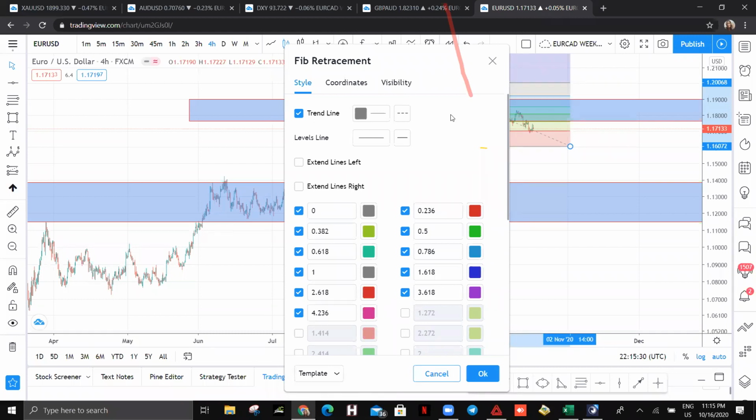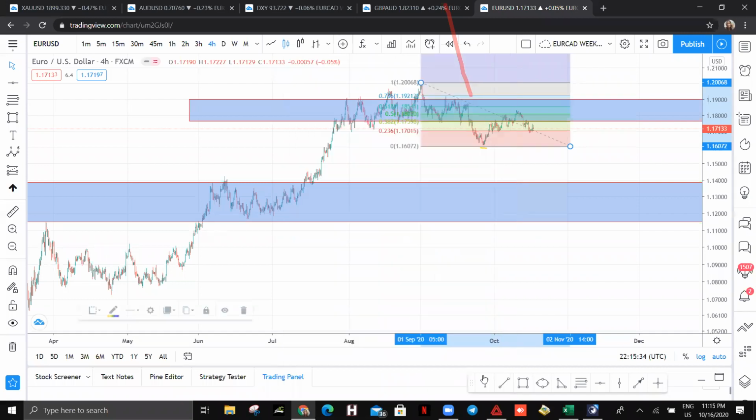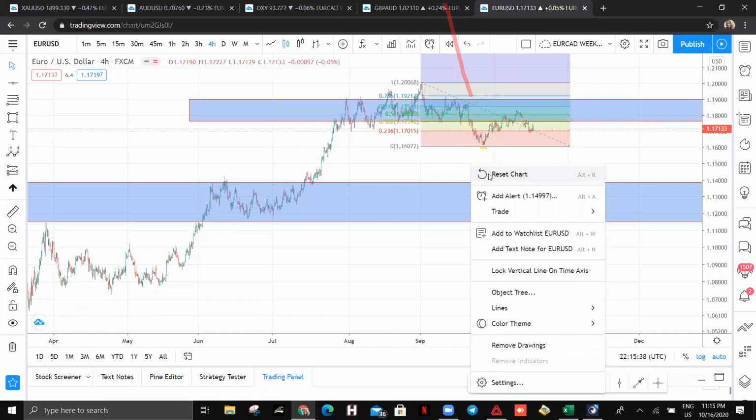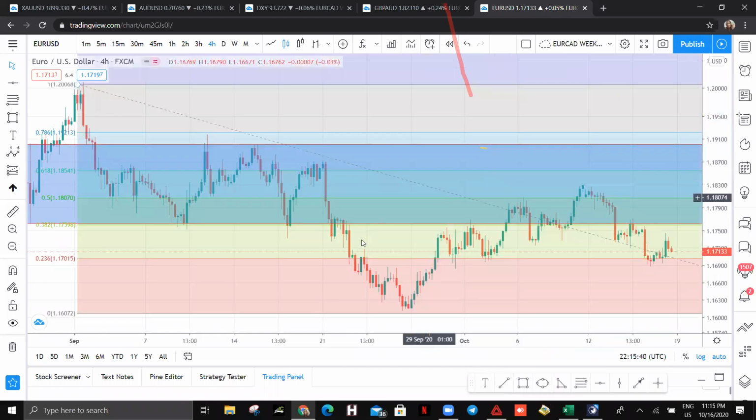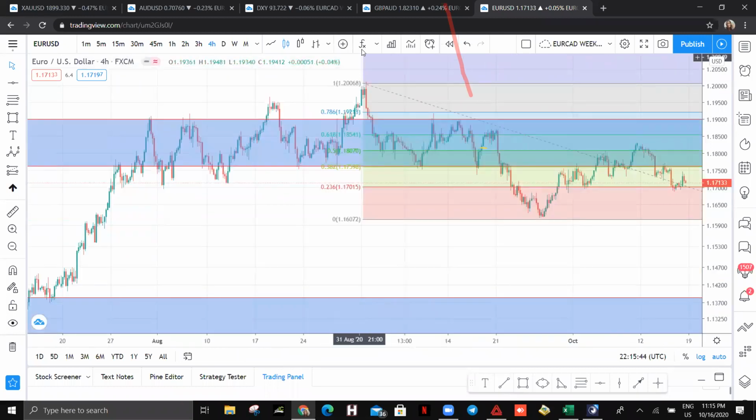I will just maintain my lane. Okay, let's just manage it anyway. Let me reset it so we'll see it clearly. Okay, beautiful. You can see my fib. I drew from the highest point here towards the lowest point. And price reacted to where?